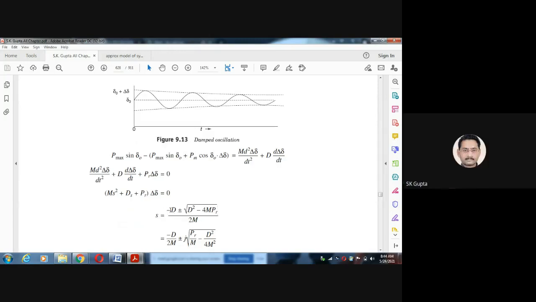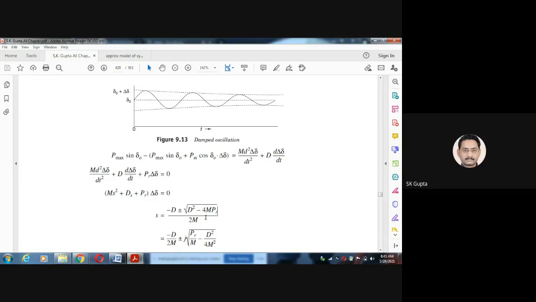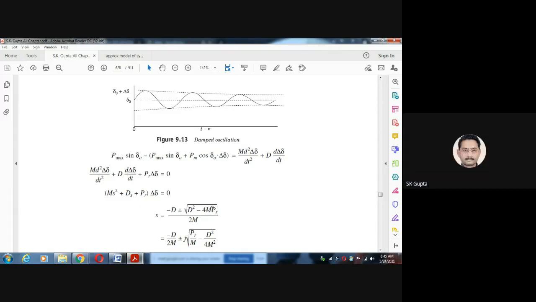So s is equal to this. This can simply be written as minus d by 2m plus minus, if you take minus outside, the square root of minus will be plus minus j, times the square root of pr by m. If we take the square and put it inside, it can be written as 4m square, so the 4m cancels. So it is pr by m minus d square by 4m square. You can write s like this.